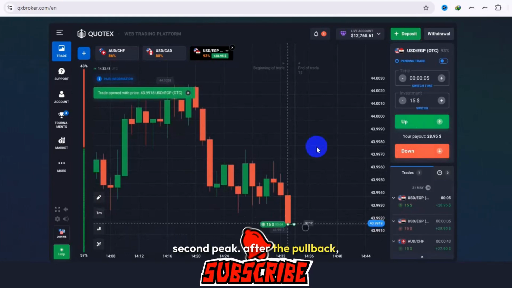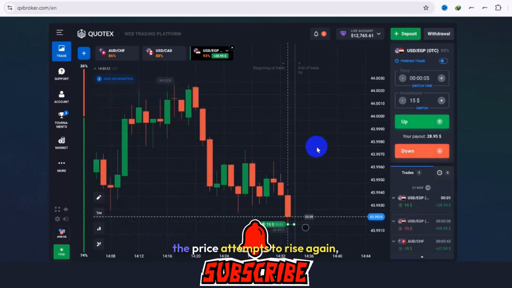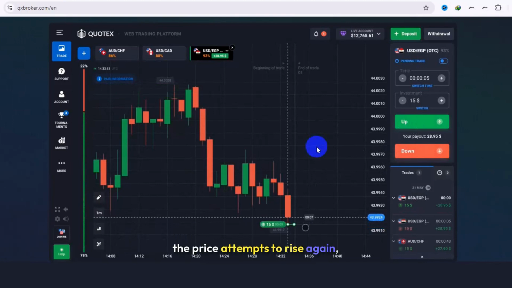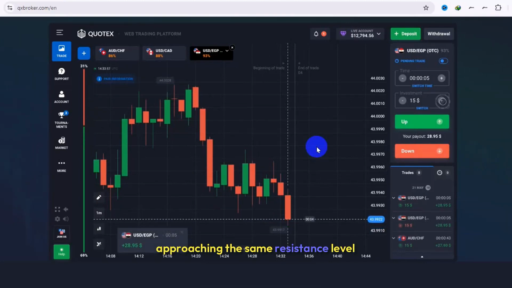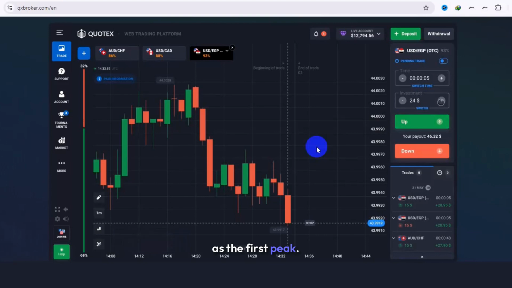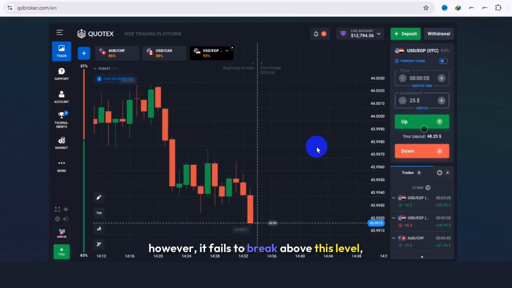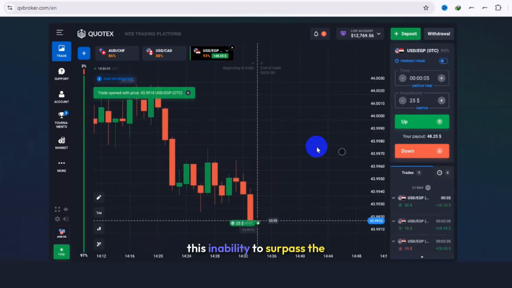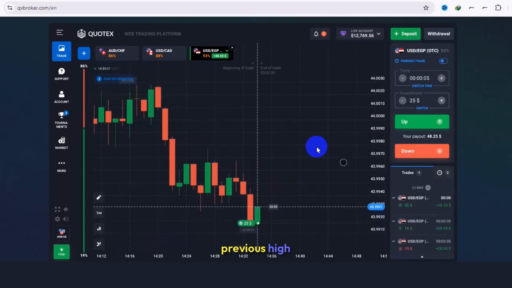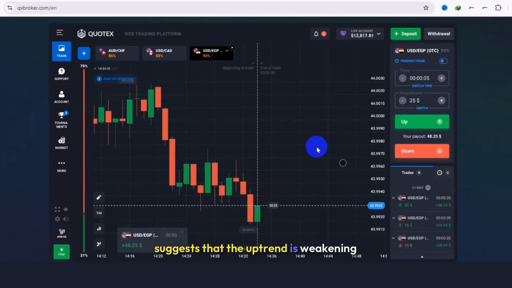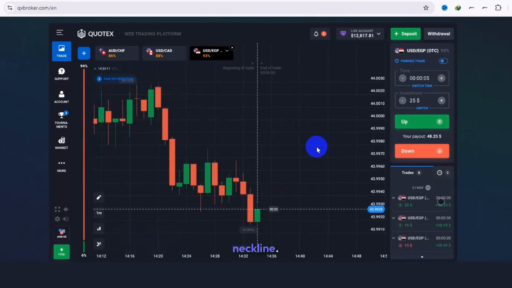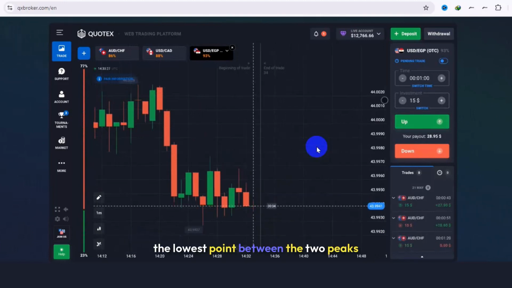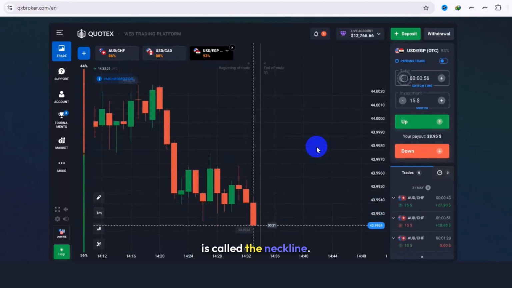Second peak. After the pullback, the price attempts to rise again, approaching the same resistance level as the first peak. However, it fails to break above this level, forming the second peak. This inability to surpass the previous high suggests that the uptrend is weakening. Neckline. The lowest point between the two peaks is called the neckline.